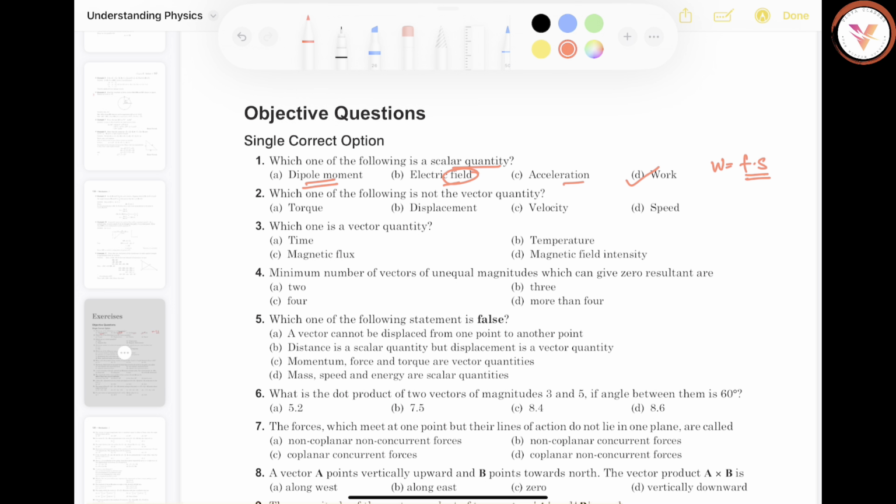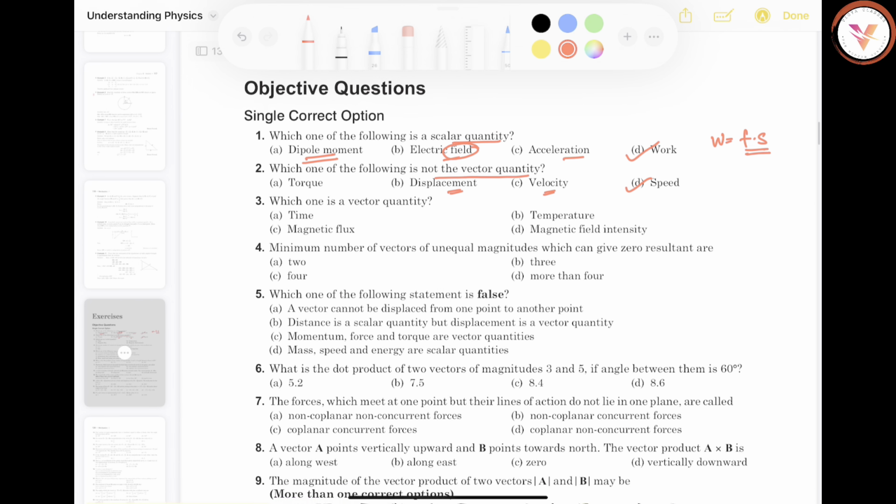Next is, which one of the following is not a vector quantity? That means again they are asking for scalar. Speed is a scalar. Just remember, velocity is vector, displacement is vector, torque is also vector. Torque is like a force in rotational motion.